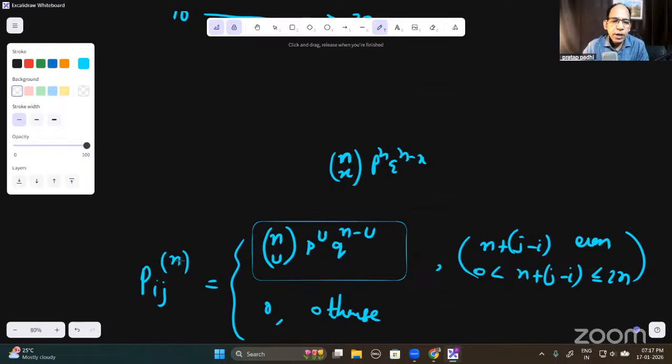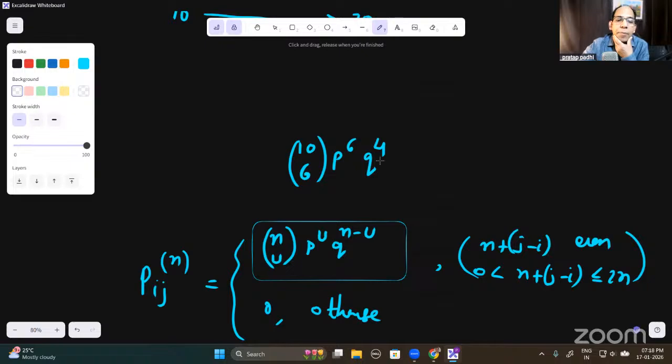So let me put here 10C6, p power 6, q power 4. This is the probability. If p is given as half, q is also half. So if p is given, you know q, and then you will be able to evaluate this one.